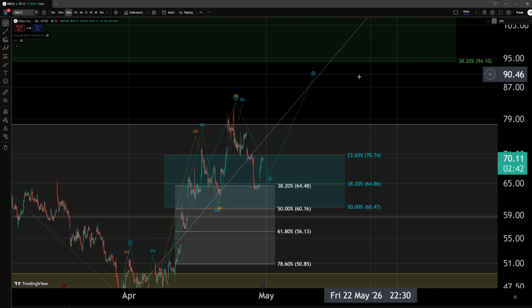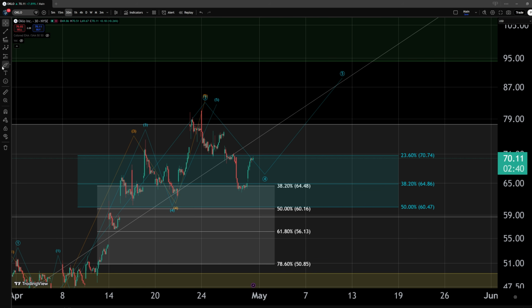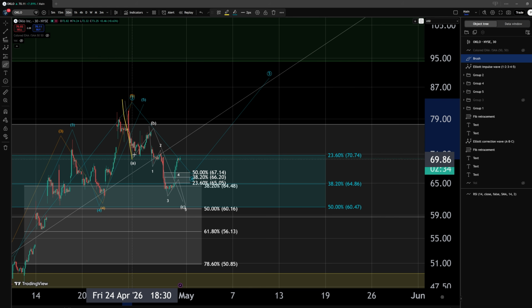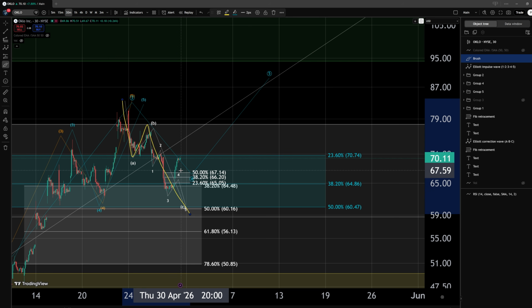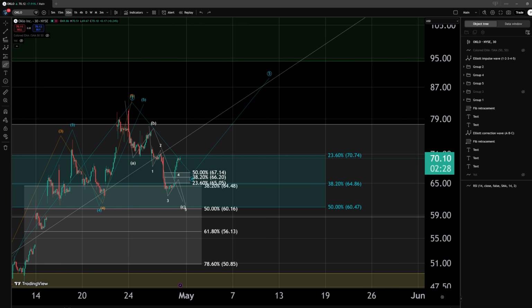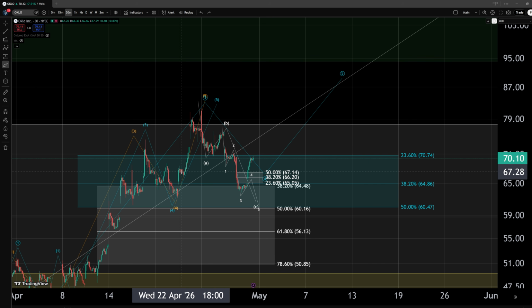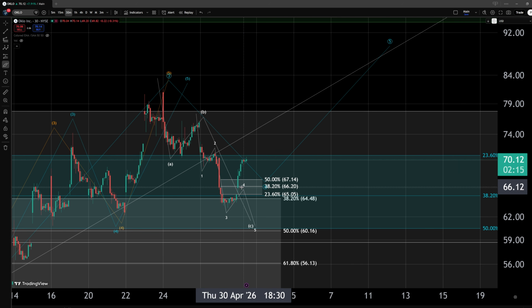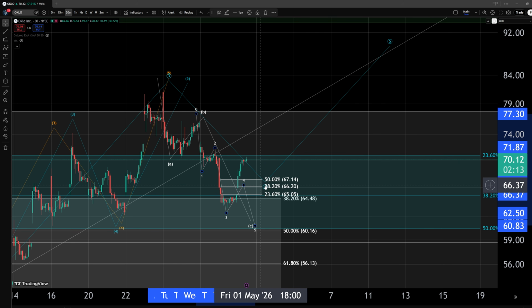Now, let's take a look at the internal structure. Yesterday, I was looking at this to build a potential zigzag correction. I've been looking for this to build something along the lines of an A, B, C pattern. Within this wave C, I would have liked to see one more low take place in this development before forming a reversal. But this was going to be an expectation only as long as we weren't going to break the 50% retracement for a potential wave 4 in this structure.